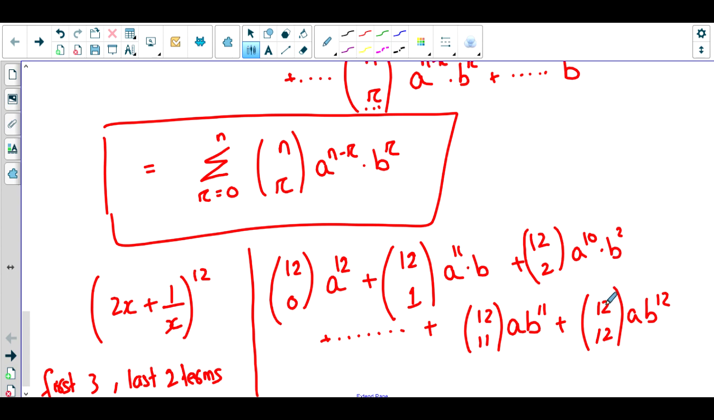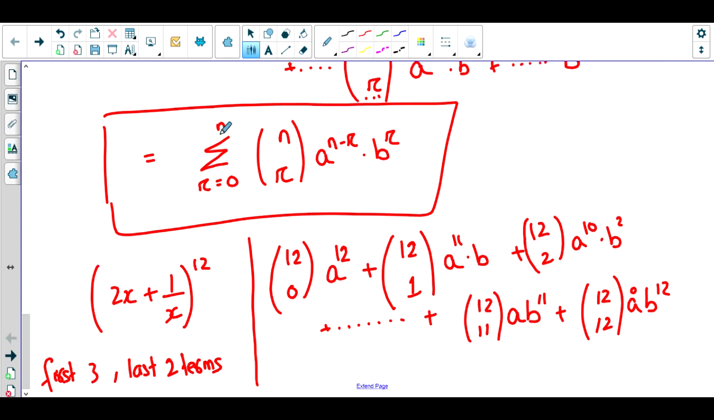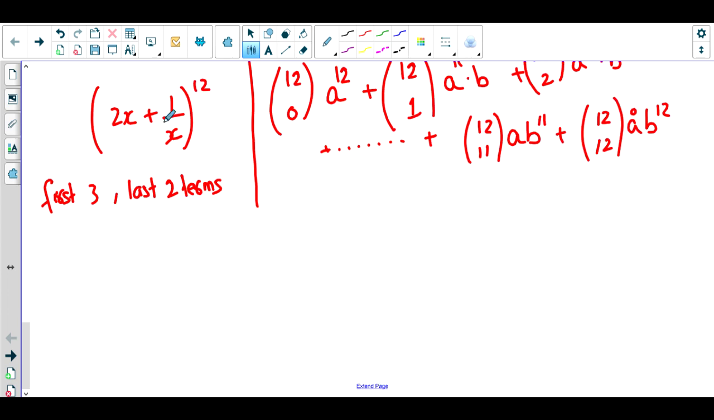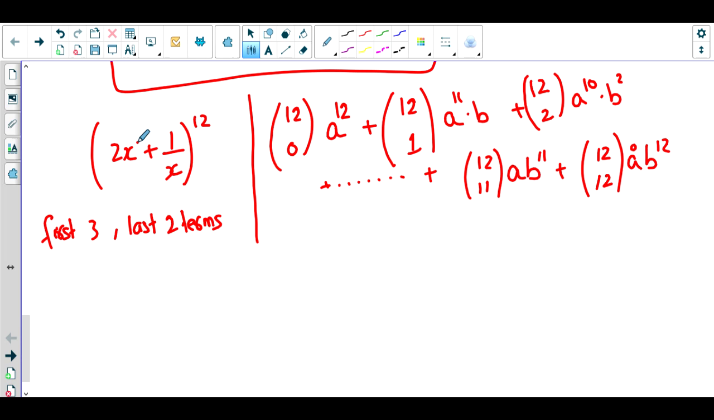What I did, I just simplified the values. I just put the values here because n is 12 and r is 12, so it will be 12 minus 12 is 0 and b^12. Right? Using this binomial theorem, we can write the expression. Now what we have here, this is the value of a, this is the value of b. You can directly replace it also in this step. I just used a and b to clarify the summation form.